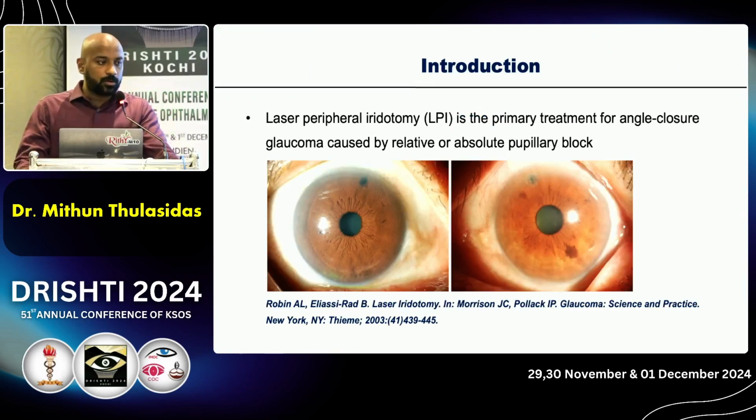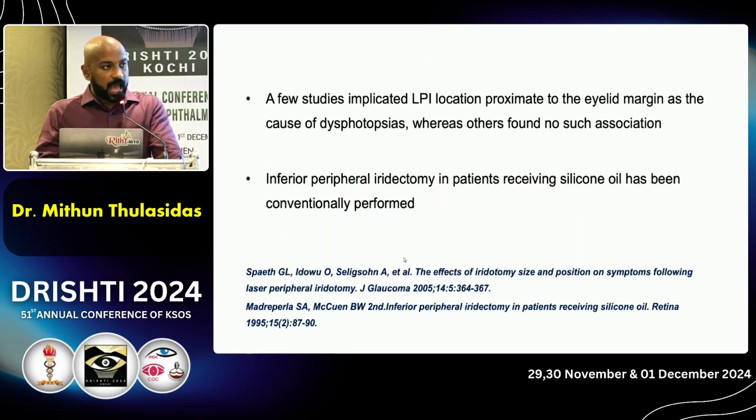As we all know, laser peripheral iridotomy is the primary treatment for angle closure glaucoma caused by relative or absolute pupillary block. Conventionally we used to perform this procedure in the superior quadrant, usually between 10 and 2 o'clock. But there have been studies which implicated the location of the iridotomy proximate to the eyelid margin as the cause of dysphotopsia, mainly due to the refraction of the tear film by the lid margin, and this was more commonly seen with the superior LPIs.